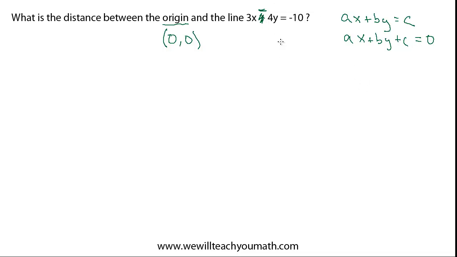And we can write it in y equals mx plus b format if we want to get an idea of how to graph it. So we could subtract 3x from both sides and get negative 4y equals negative 3x minus 10, and then divide by negative 4, so y equals 3/4 x. Actually, I believe this is supposed to be plus 10. Just take my word for the sake of the example. 10 over negative 4 is minus 5/2, or 2.5.